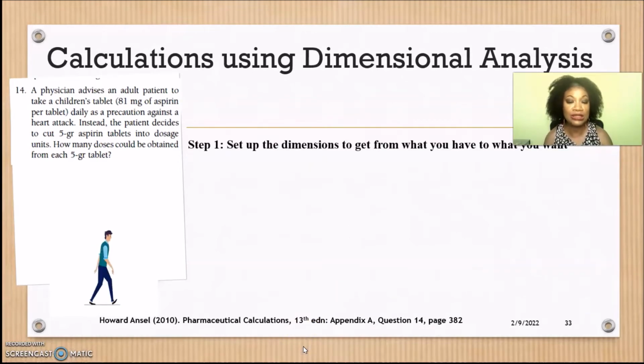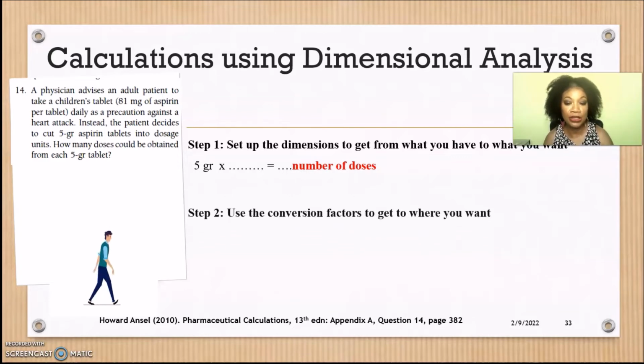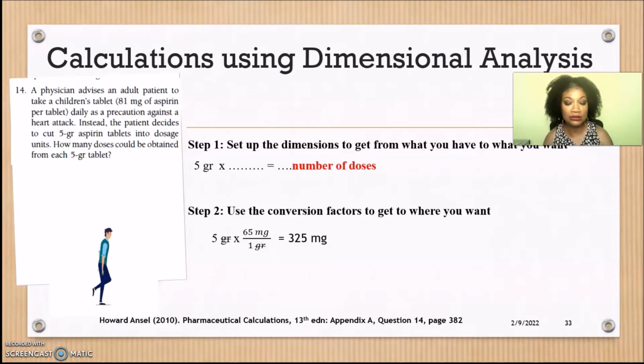Again, we need to set up our dimensions to get from what we have to what we want. And what we have is 5 grains, and we need to somehow end up with number of doses. And between that, what conversion factors do I need to multiply by this 5 grains to end up with number of doses? So, conversion factor, 5 grains times 65 milligrams over 1 grain is going to end up with 325 milligrams.